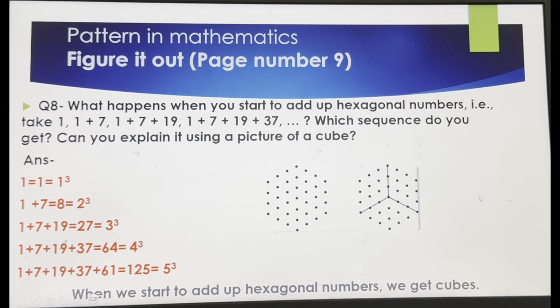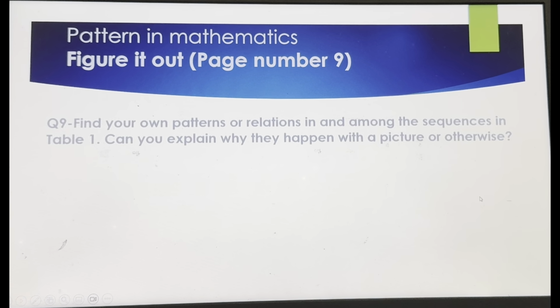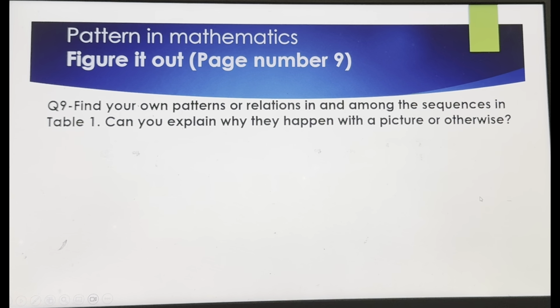Now the last question of this exercise, question number 9. You have to find out your own patterns or relations among them. You have learned a lot from table number 1, right? I'll give you one example, but then more examples you have to find. Okay, so let us see square numbers: 1, 4, 9, 16, 25.